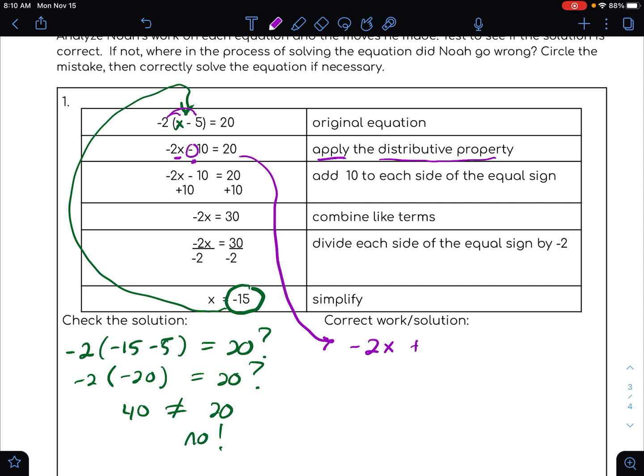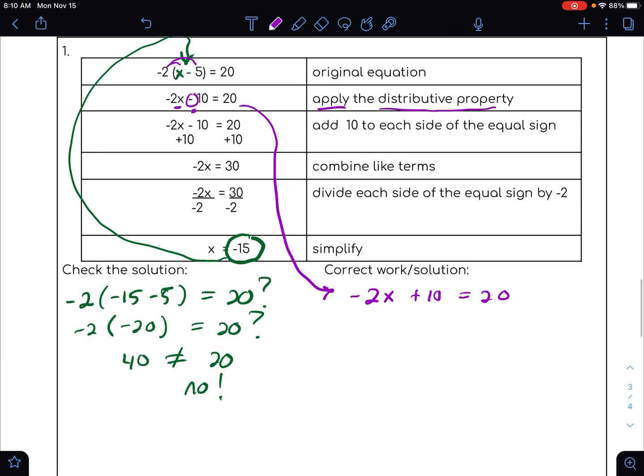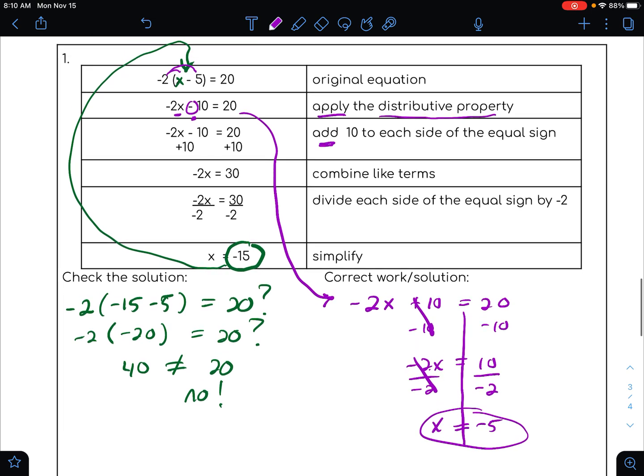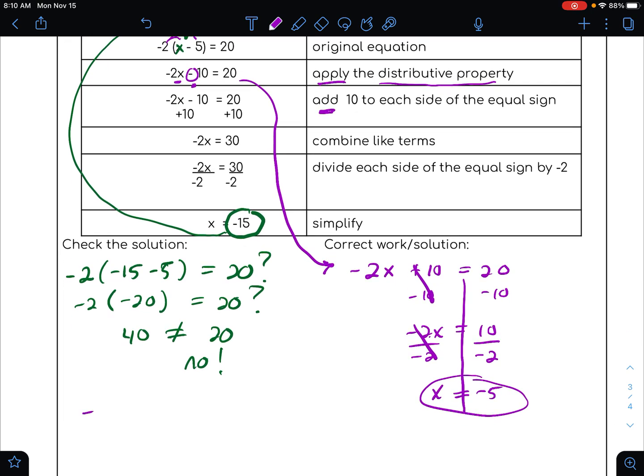So let's correct that work. Negative 2x plus 10 is equal to 20. Now that will change our next step, because since it's a plus 10, we will subtract 10 from both sides of the equation. So we have negative 2x is equal to 10, and then we divide both sides by negative 2, since this is negative 2 times x. That's positive 1x, and 10 divided by negative 2 is negative 5. So that should be the correct answer.